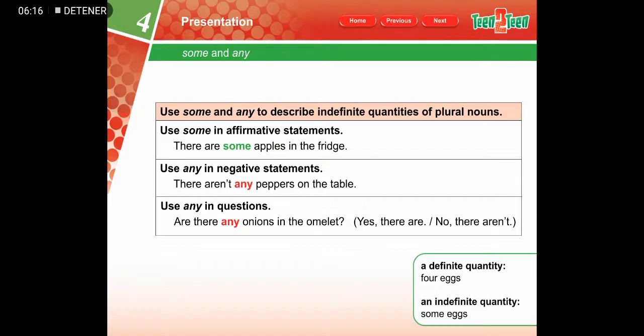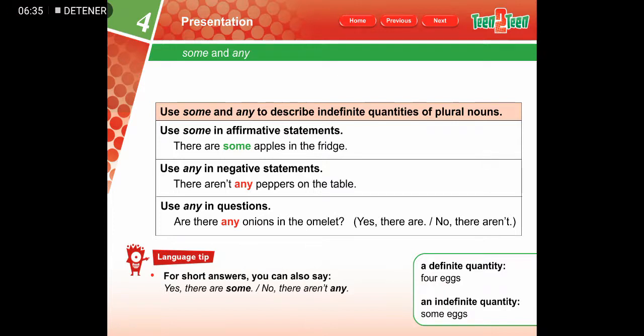Over here we have a definite quantity. Como les dije, algo definido, una cantidad definida es 4 eggs, 4 huevos. An indefinite quantity, some eggs, algunos huevos. Entonces es algo indefinido que no sabemos exactamente, ¿verdad?